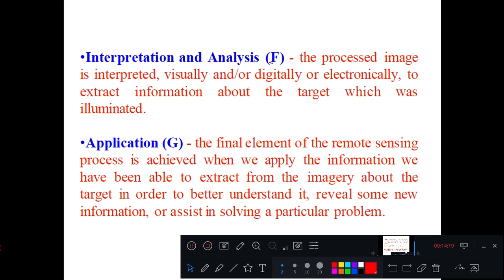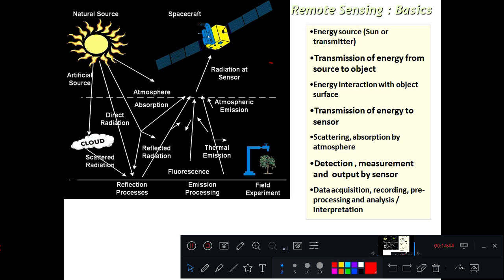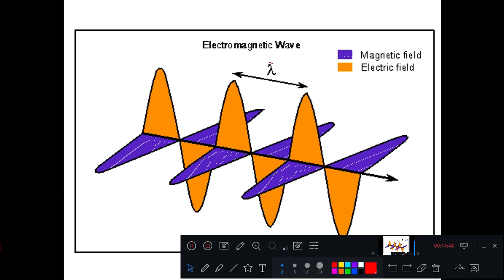Then the last one is application, which is very important. It is the final element of remote sensing, achieved when we apply the information we have been able to extract from the image. Whatever image we get, we should be able to extract information from it. So that is very important, that is application. Here again the same thing is repeated.